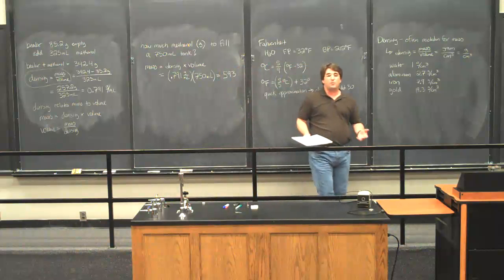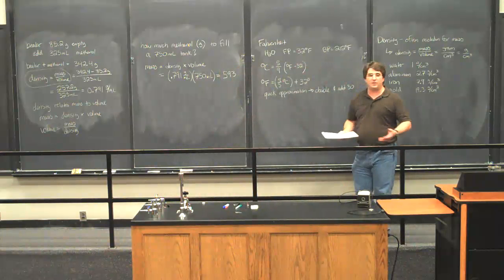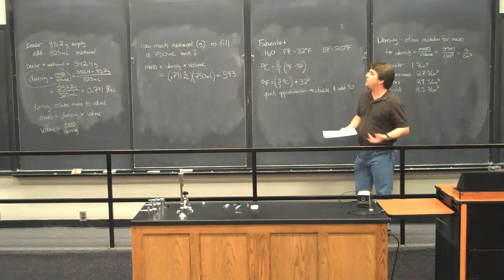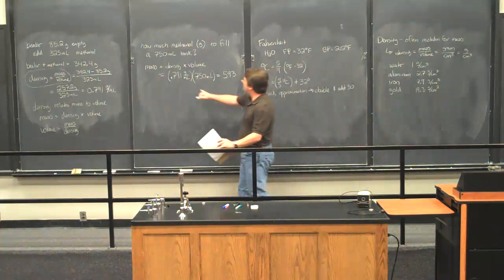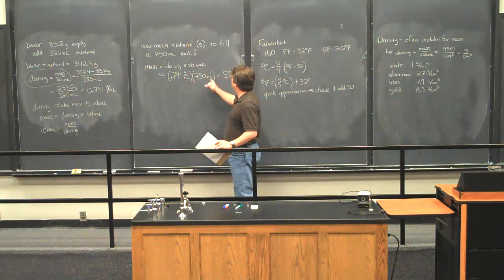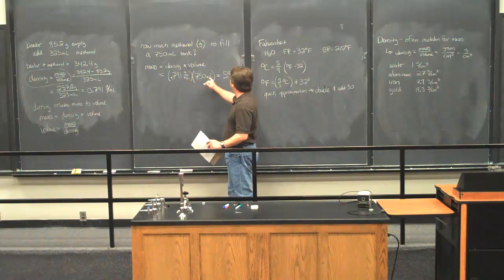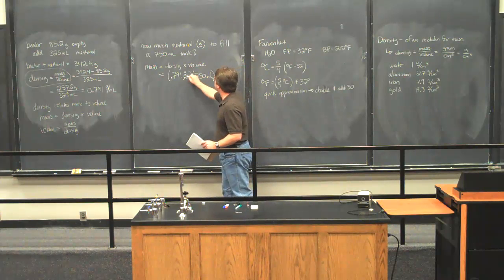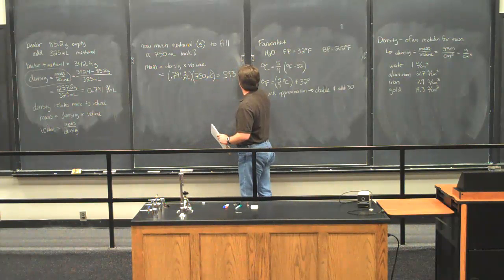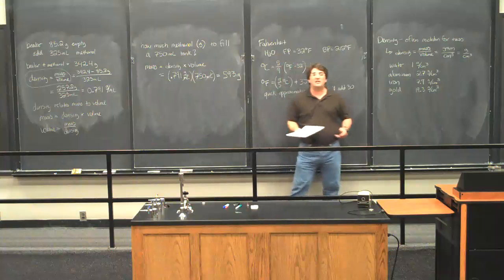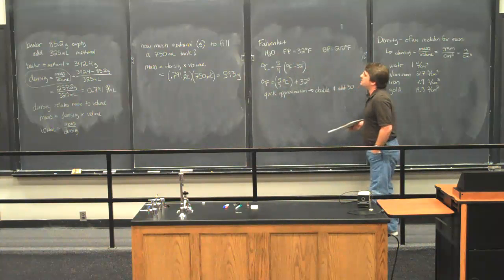Remember our space probe, though. 593 what? We need a unit on that. Well, what happens if I multiply grams per milliliter times milliliters? Do you see how I have milliliters on the bottom here and milliliters on the top? These are just going to cancel each other out. And we get 593 grams as our mass of methanol.